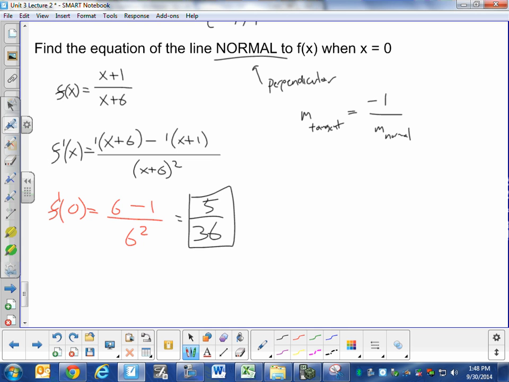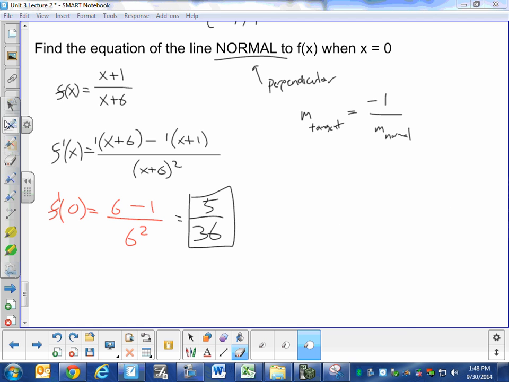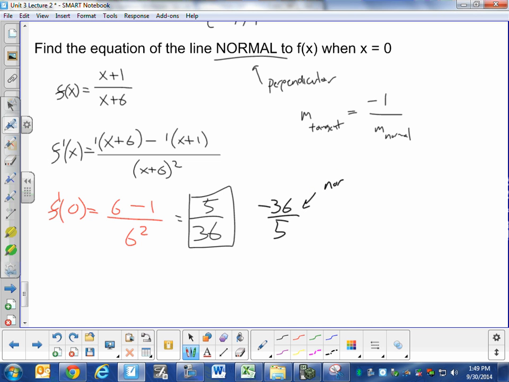I need the slope of my normal line. Now, a normal line, if we think about some graph, a tangent line will look like this. A normal line will go through the same point. It'll just be perpendicular. So it'll cross through my graph at the location that the tangent touches my graph. It'll just be with an opposite reciprocal slope or a perpendicular slope. So I have the slope. I just flip it and take the opposite of it, and this is my normal slope.